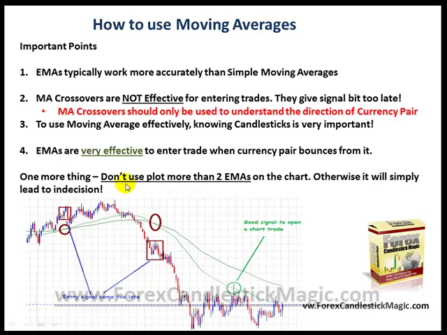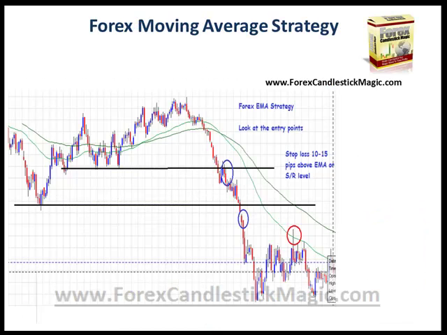And one more thing, don't plot more than 2 exponential moving averages on the chart. If you plot, for example, 3 or 4 or 5, it's just going to confuse you and lead to indecision for a trader. 2 moving averages are good enough to decide which direction the price is moving, as well as when to enter a trade. Now, with that said, let's take a look at a simple and very effective moving average based strategy.